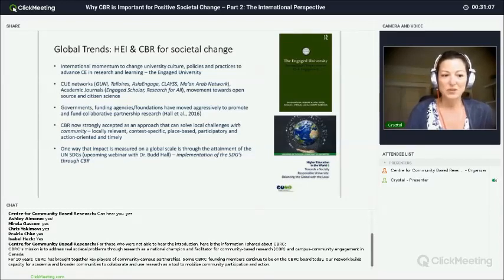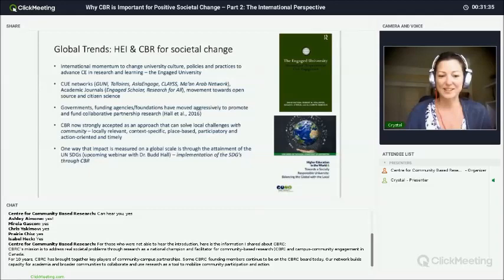So yeah, CBR is really quite accepted now, more than it was, and seen as an approach to respond with community, working closely with community to produce locally contextualized, culturally appropriate, context-specific, place-based processes to respond to challenges.